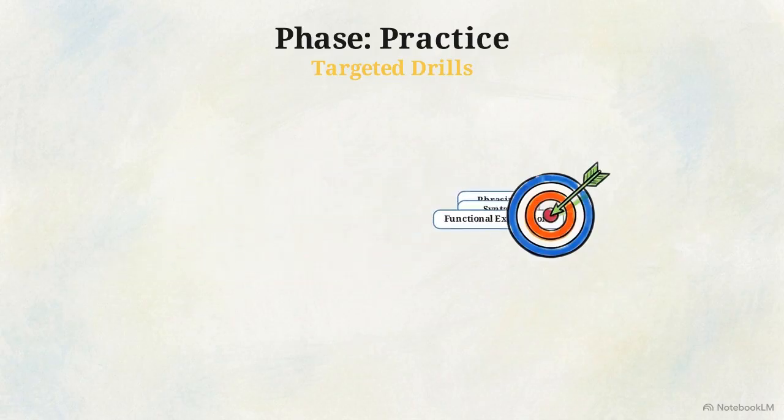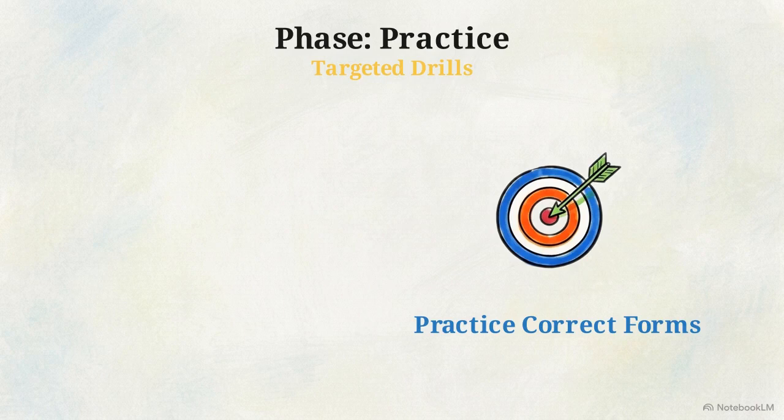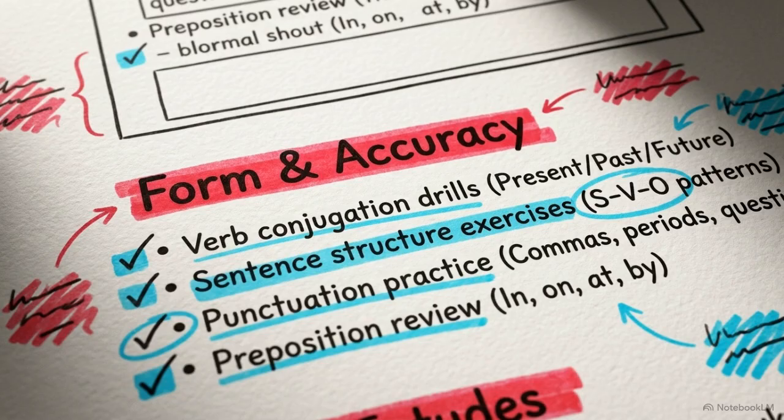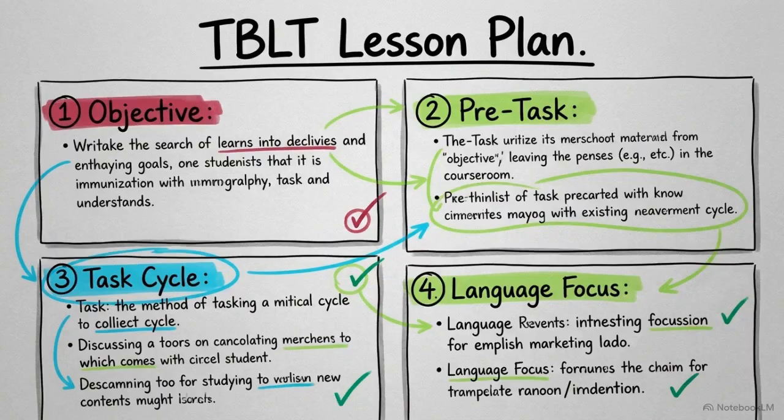Then move to the practice phase. You design focused drills targeting those exact observed gaps so they can practice the correct forms. Add this final language focus section to the bottom of your paper. Because you address grammar after the communication attempt, the students learn the rules within a meaningful context they just personally experienced. Look at the draft you've started.